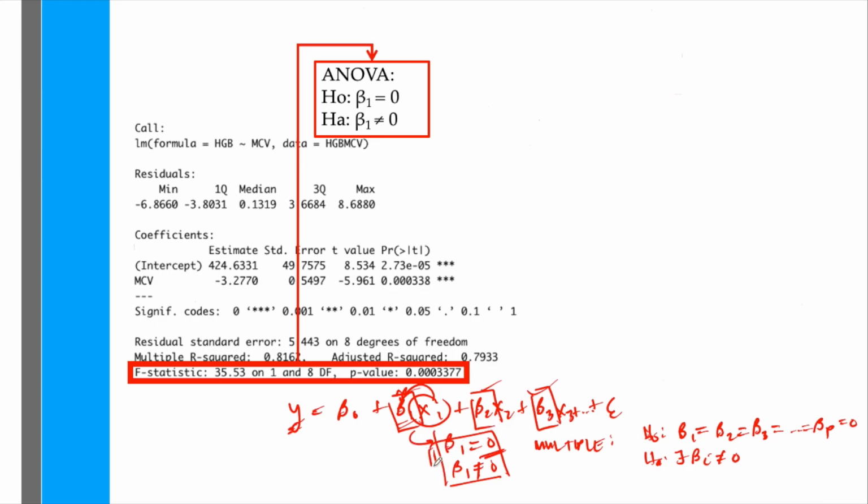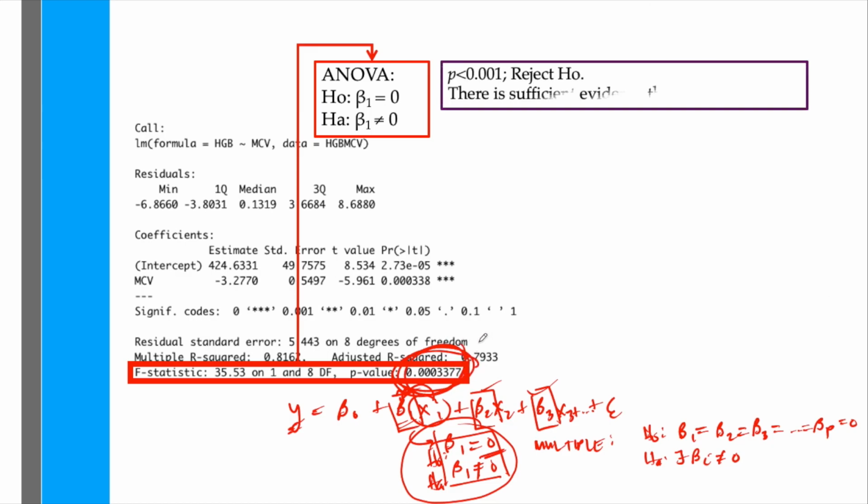Now, given this null hypothesis and alternative hypothesis here, since the p-value here is less than 0.05, then we're going to reject the null hypothesis and claim that there's sufficient evidence that beta 1 is not 0. Or in other words, when we get the entire population data, it is unlikely that the slope is 0. So we can conclude that x sub 1, or MCV, is really a contributor in y.